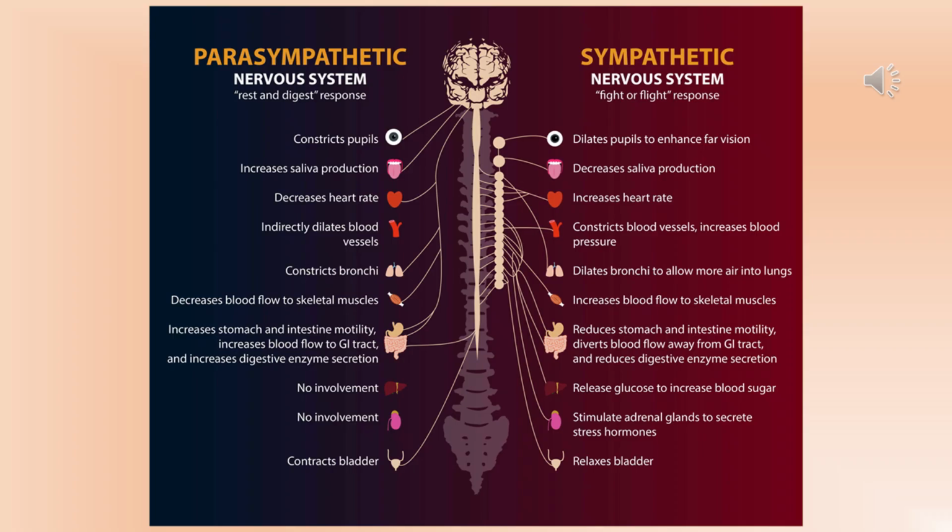Well, just the opposite. We're going to release norepinephrine at the target tissue. So what we're going to get here is dilation of the pupils, decreased saliva production. Saliva is part of digesting. We're not interested in digesting if we're running from an armadillo with rabies. We need an increased heart rate. We need increased blood pressure. We need to dilate the bronchi to bring in more air so that we can run faster and farther.